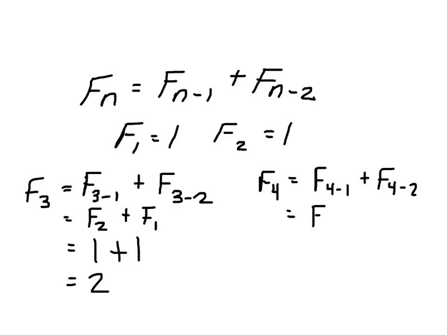Well, 4 minus 1 is 3, and 4 minus 2 is 2. So now they're looking for, again, the previous 2 answers. So f of 3 was 2, and f of 2 was 1, and I get 3. And then I could continue to keep going on that forever as far as I needed to go.